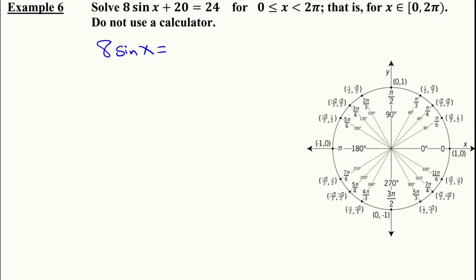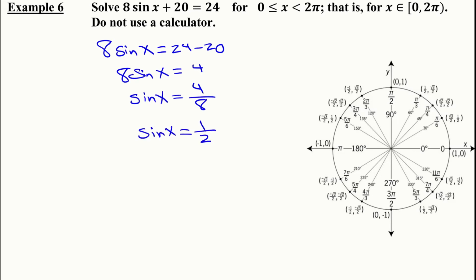Notice this will be handled like a linear equation because there's no square of sine or any other trig function. So we go ahead and go like this. We end up with 8 sine x equals 4. So we end up with sine x equals 4 over 8, or sine x equals 1/2.